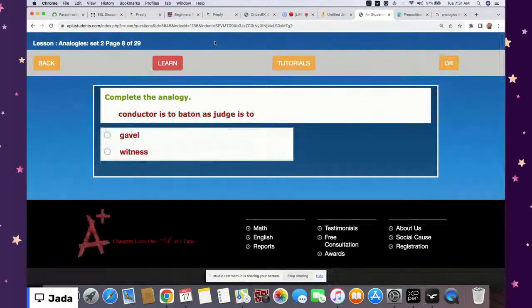We have conductor. Conductor is to baton as judge is to what? What is judge to? Judge is to what?